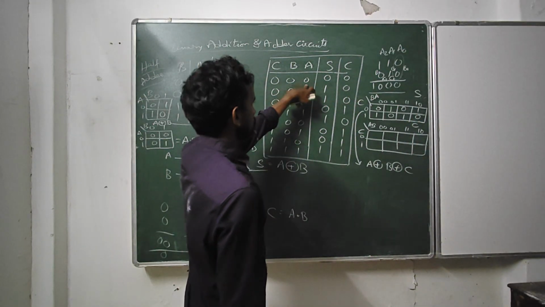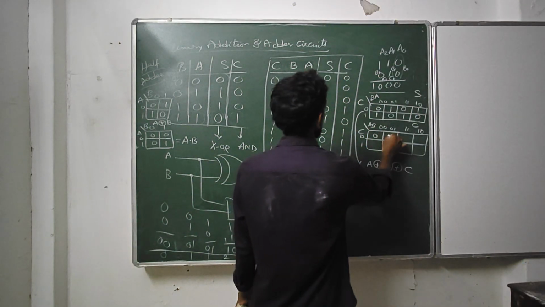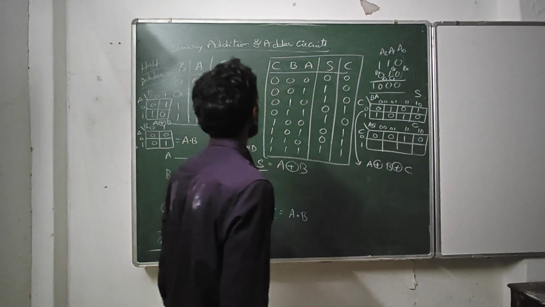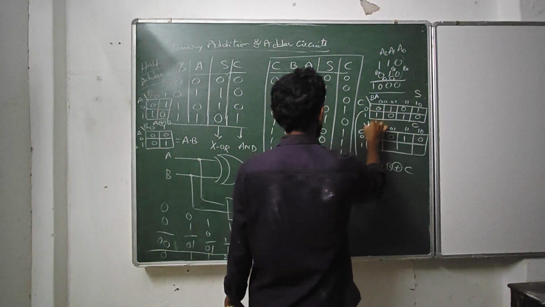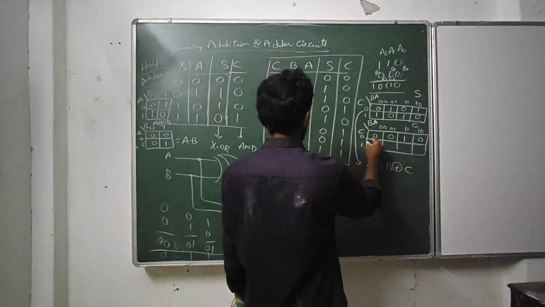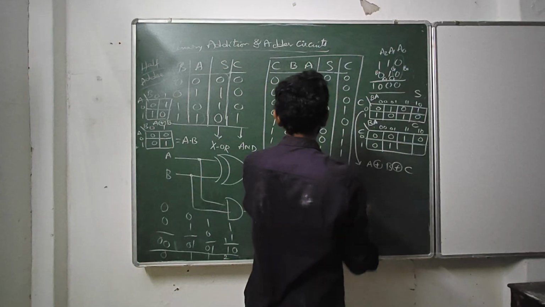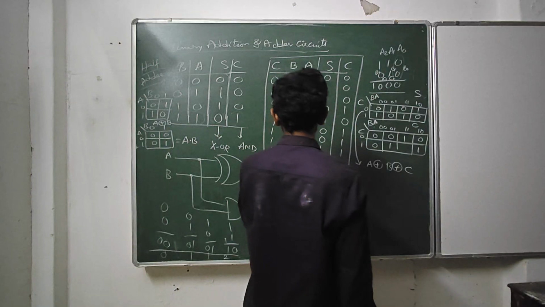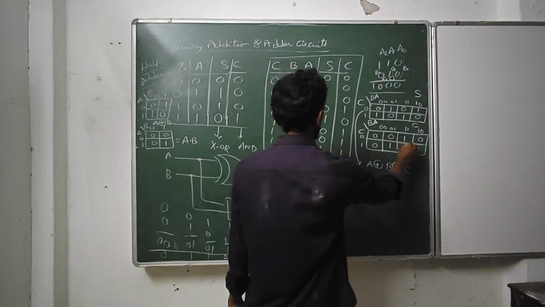So for all zeros, the result is 0, 0, 1 0 is 0, 1 1 is 1. 1 0 0, it is 1. So C B A. 1 0 0, carry is 0. 1 0 1 is 1. 1 1 0 is 1. 1 1 1 is 1.